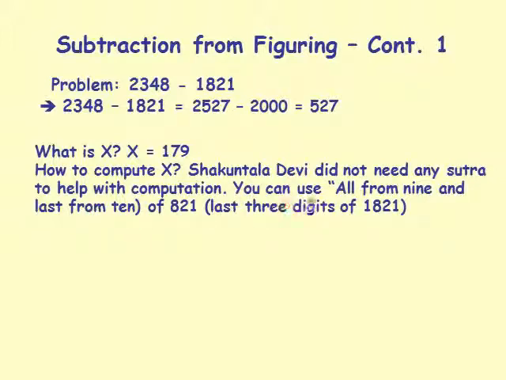All from 9 and last from 10 of 821, which are the last three digits of 1821. The way we are trying to get zeros in, basically, is that we are trying to get zeros in the last three digits, and that's why we take the last three digits of 1821 and apply all from 9.